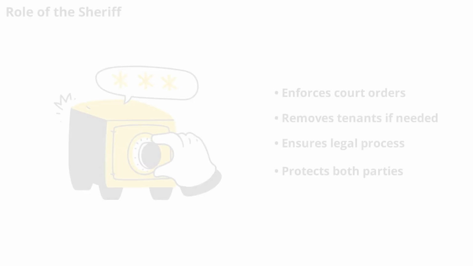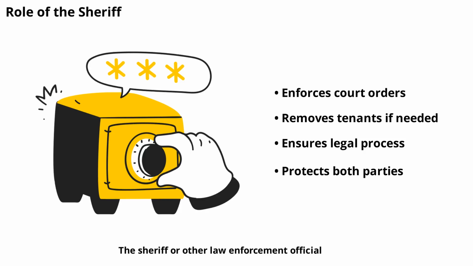The sheriff or other law enforcement official plays a key role in enforcing eviction orders. After the court issues a writ of possession, the sheriff is responsible for physically removing the tenant if they do not leave voluntarily. The sheriff's involvement ensures that the eviction is carried out legally and safely, protecting the rights of both parties. Landlords should never attempt to remove tenants themselves without law enforcement assistance.